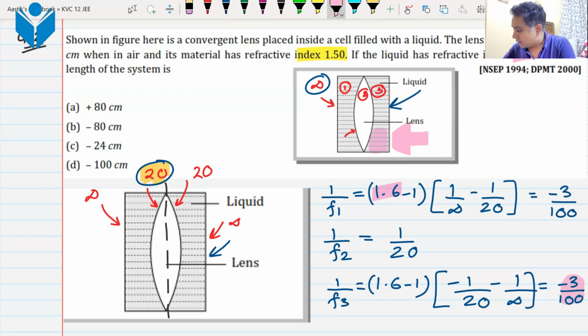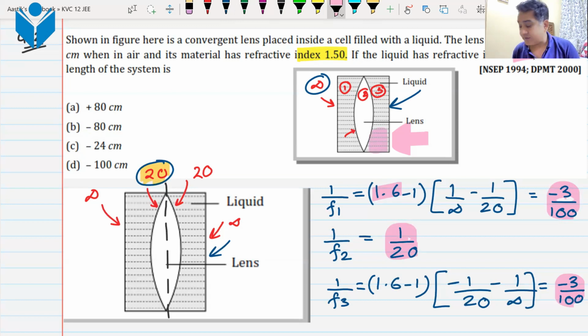Good. So now, since you have got all the three, 1 by F1, 1 by F2 and 1 by F3, you can add these: 1 by F1 plus 1 by F2 plus 1 by F3. You will get the value of 1 by F and you reverse it. You will get the value of the focal length. Can you now tell me what is the answer that you are getting?